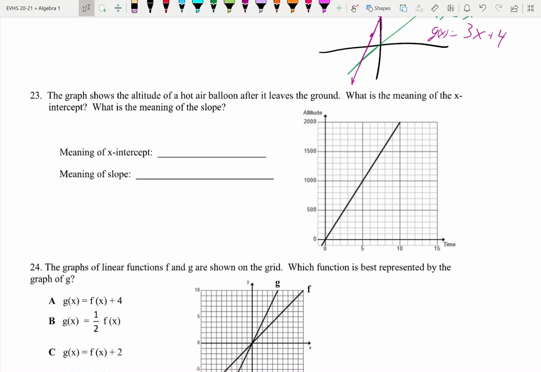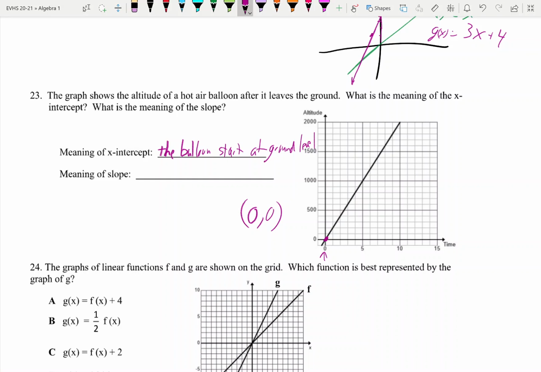Now, if this is the altitude of an air balloon as it leaves the ground, it would make sense that right here, time equals 0 is when the hot air balloon started. So that would mean that the hot air balloon started, I guess 0 is at ground level. And again, you can describe that a bunch of different ways. As long as what you say makes sense, I'm going to check those manually and make sure that anything that does make sense will get credit.